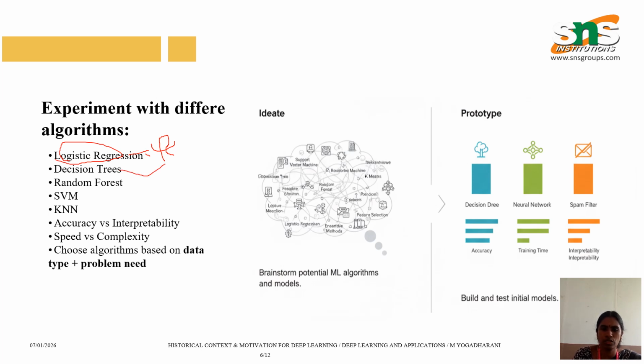Decision tree is easy to visualize and explain. Random forest combines multiple trees to improve accuracy. SVM stands for support vector machine. It creates a boundary to separate classes. KNN stands for K nearest neighbor algorithm, which makes decisions based on nearby data points. There is no single best algorithm. The choice depends on the dataset, complexity, and problem type.